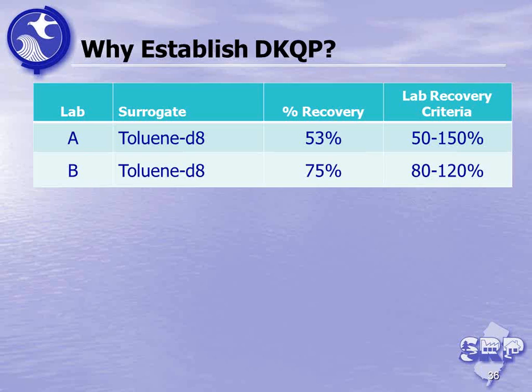So here's an example of some issues that can happen. In this example, Lab A and Lab B ran the same sample by the same method, 8260B, let's just call it, and they used a surrogate, toluene-d8. The first laboratory got a recovery of 53% for toluene-d8, and the lab's criteria was 50 to 150% acceptance. So they say, 53 is within 50 to 150, I've got acceptable performance. Lab B, on the other hand, had 75% recovery, but their criteria was 80 to 120%. So a question: which laboratory, ask yourself, reported better quality data?